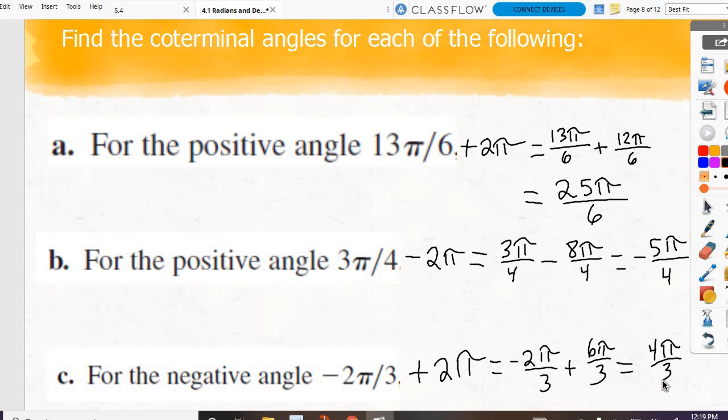Yes. So the general formula would be the angle plus 2 pi n, where n is any integer. Pi, and then times any integer. And that'll always give you a coterminal angle, if you needed to find more than one. The n means it could be positive or negative, yes.